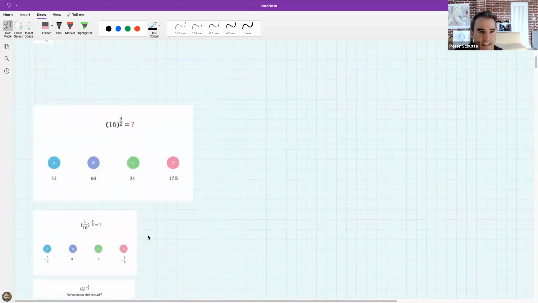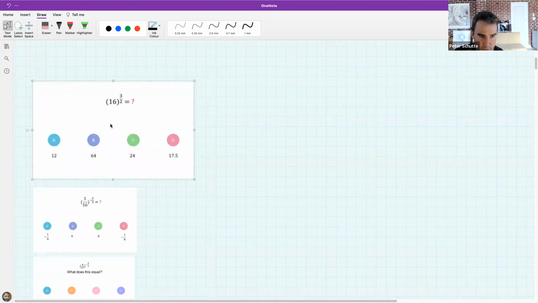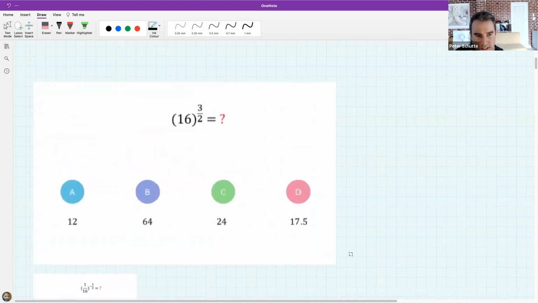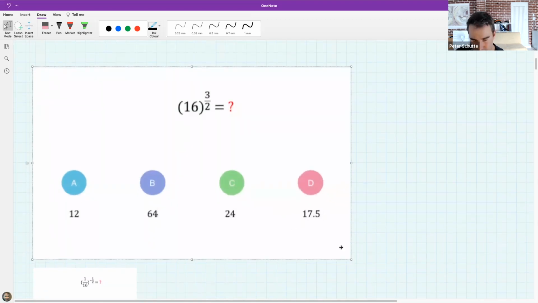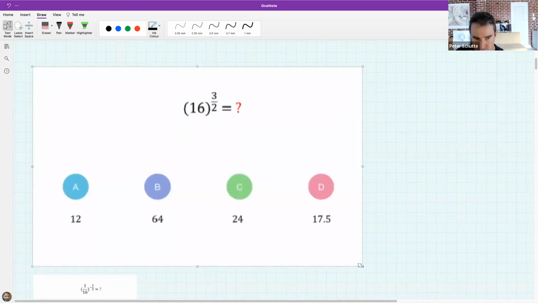Let's start with something a little bit simpler and a little bit different. How do we deal with powers that are fractions? So I'm going to give you the question, 16 to the power of 3 over 2. And I want everyone to just try and do this question using whatever method you know. Solve it in whatever way you can, and then tell me if it's A, B, C, or D.